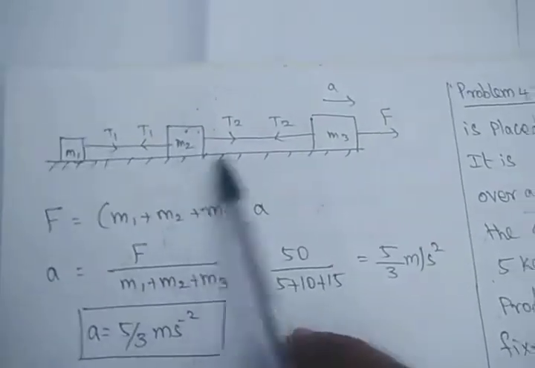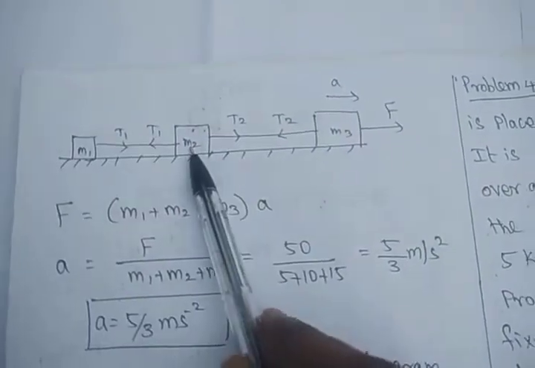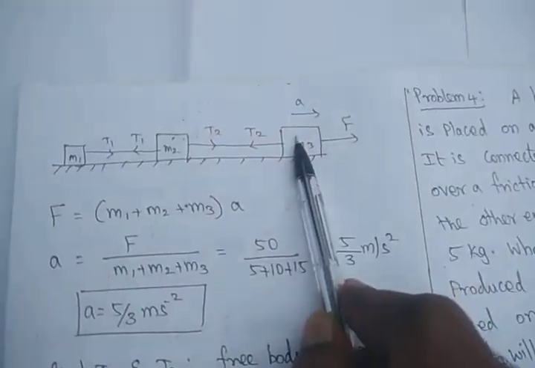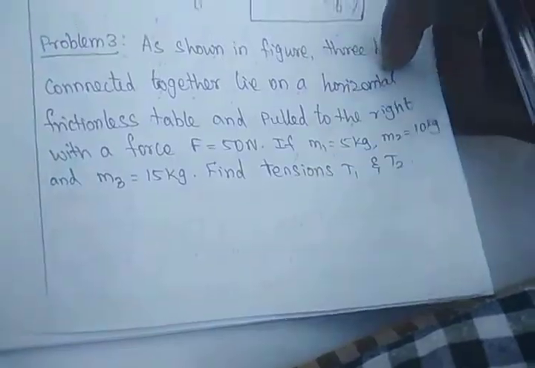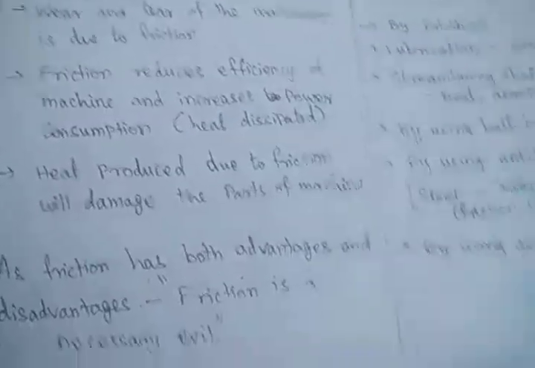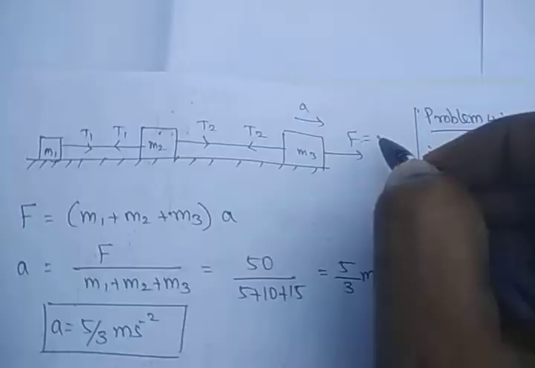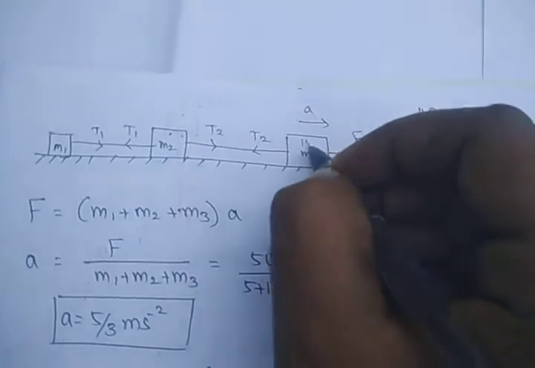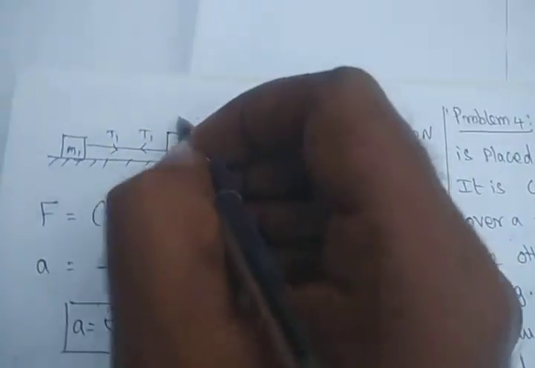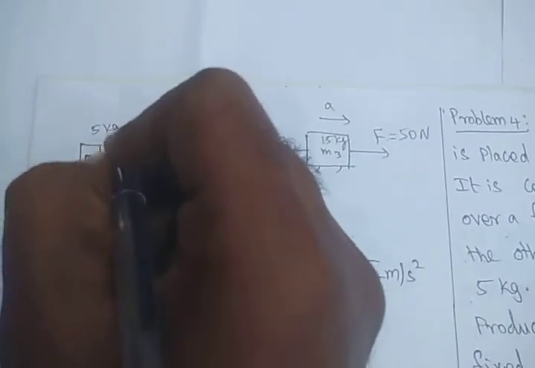There are three masses: a 5 kg mass, a 10 kg mass and a 15 kg mass. An applied force is acting, and its value is 50 Newton. The weights are 15 kg, 10 kg and 5 kg.